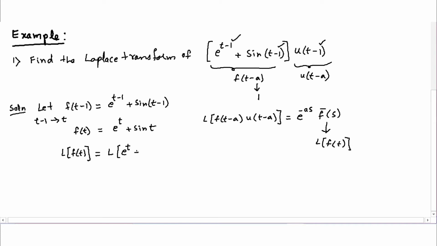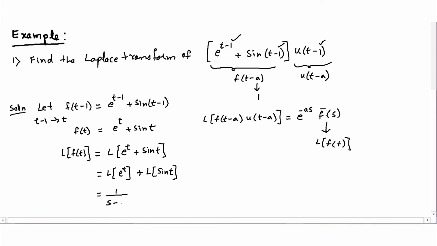So it will be Laplace transform of e power of t plus sine of t. So apply the Laplace transform individually. Laplace transform of e power of t plus Laplace transform of sine of t. So using the basic formulas of Laplace transform, Laplace transform of e power of at will be 1 by s minus a.